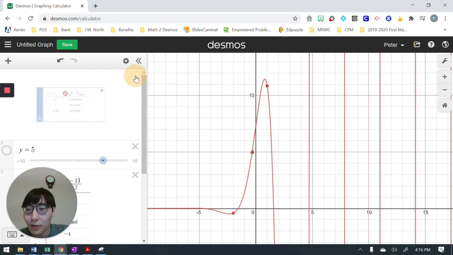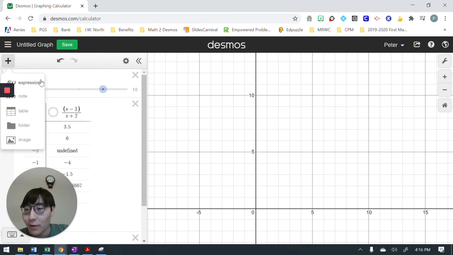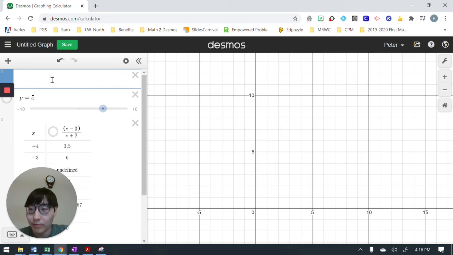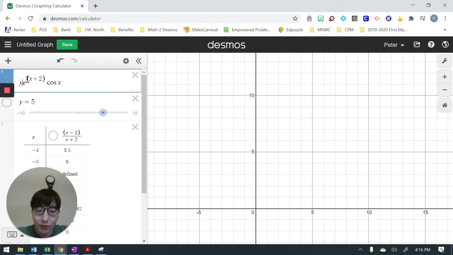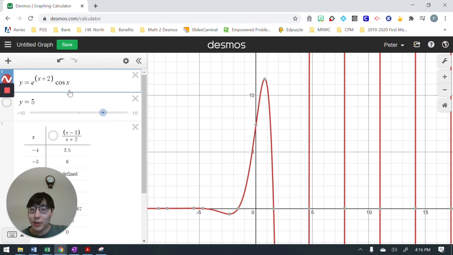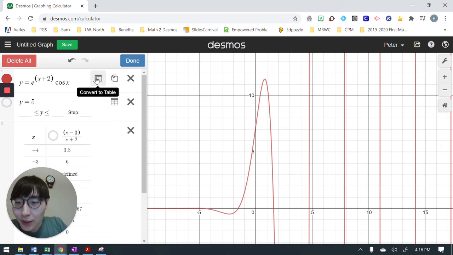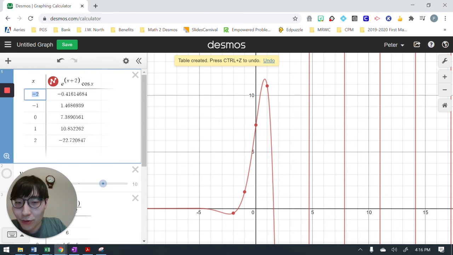Let me just erase this guy again. Let's see. Yeah, on the blank, you can do y equals e to the x plus 2 times cosine x, which was the graph that we're looking at. And if you edit the list and then convert to table, awesome. Now you can have a table right there. And for x value equal to negative 2, do you see that negative 0.4161? That's what I have over here.